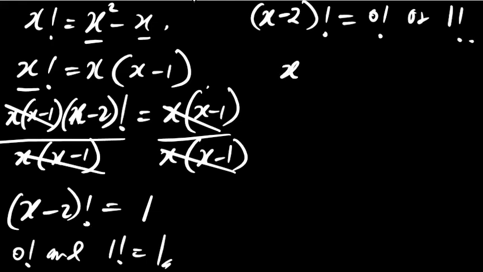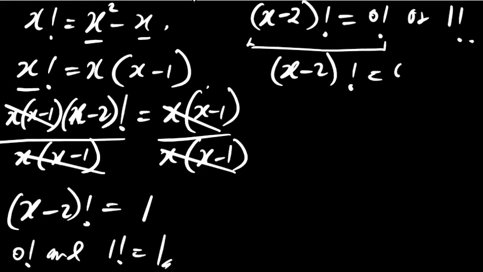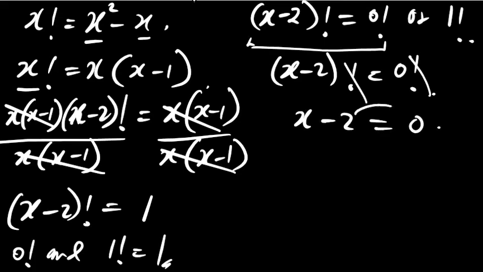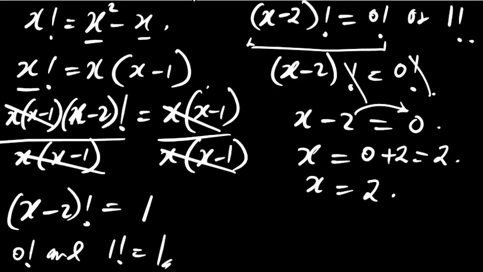Let's look at the first one. If you have x minus 2 factorial equal to 0 factorial, let's cancel out the factorial. You now have x minus 2 is equal to 0. You move this minus 2 to the other side, it becomes plus. So we have x equal to 0 plus 2, which is equal to 2. So x is equal to 2.